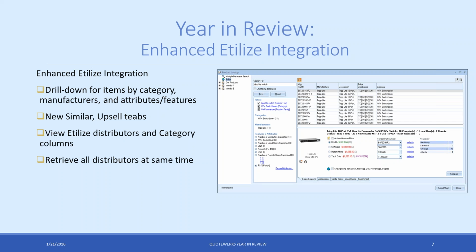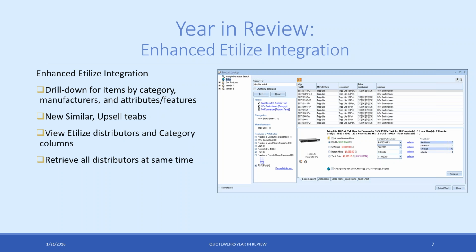One of the really nice things about this as well is we retrieve all the distributors at the same time now. So instead of going to one distributor, getting their pricing and availability and pulling it in, we're doing all four at the same time, so it's a lot quicker. And we were able to update that code as well and clean it up a little bit and make it a little more efficient for you also.